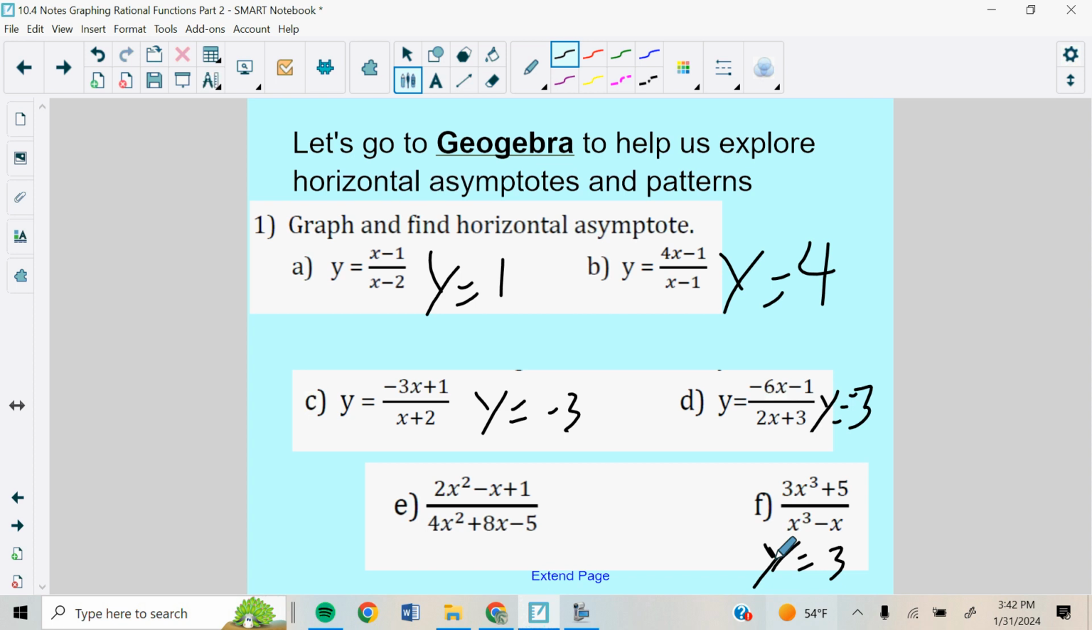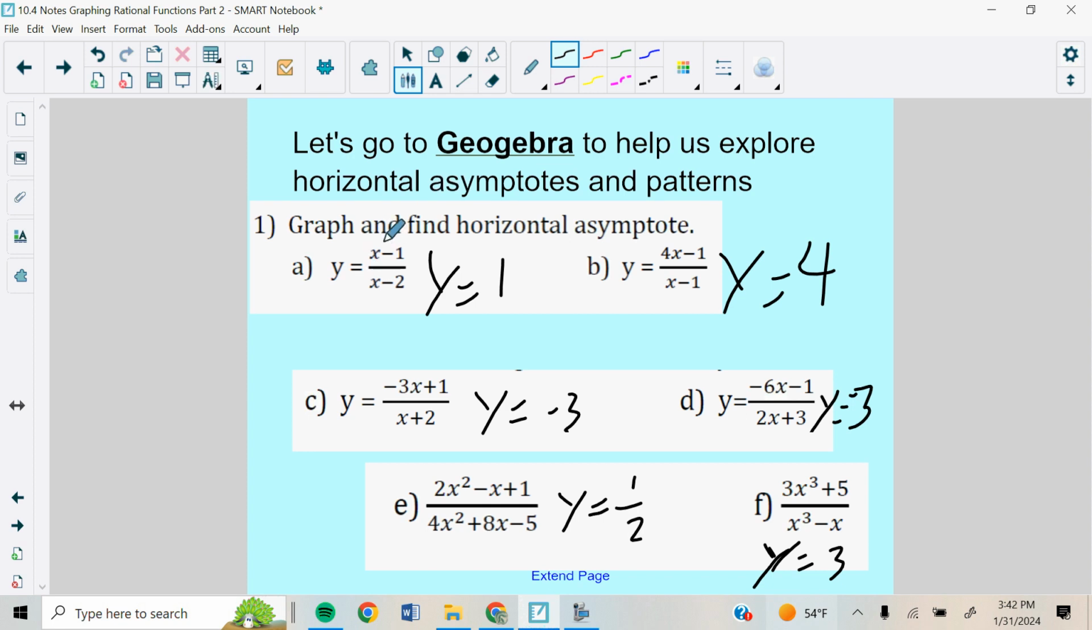All right, hopefully you graphed E, and we get that to be y equals 1/2. All right, so the question says, looking at the given functions, what is a common characteristic of each? Hint, consider the degree of the numerator versus the denominator. Is there a pattern? All right, so if we look here, all of them have, it says consider the degree, the exponent.